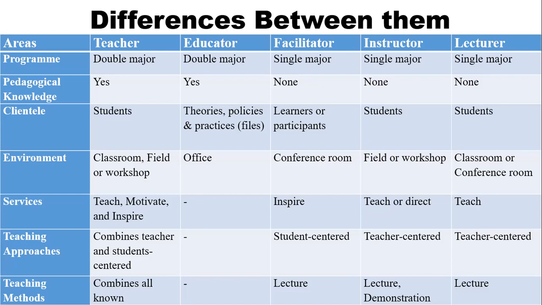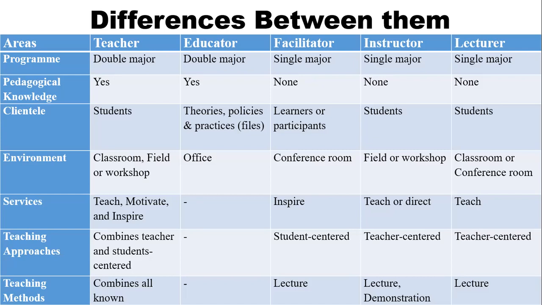Who are the clients? The clienteles for teachers are the students. The educators' are theories, policies, and practices. They are interested in files. The facilitators' clienteles are the learners and the participants. So anytime we talk of facilitation, we're talking of the participants. Instructors' are the students or the trainees, while lecturers have their students.